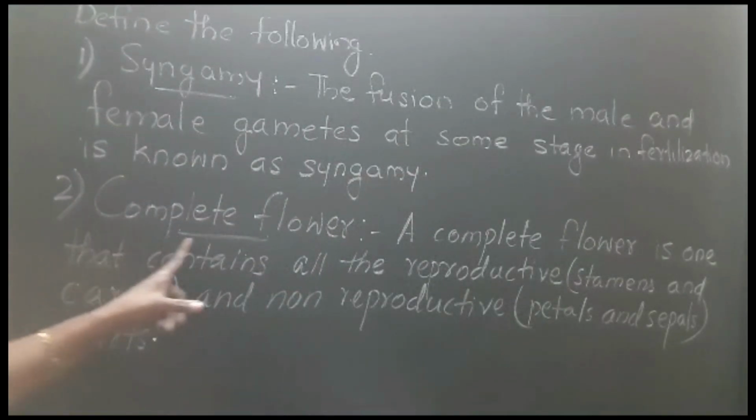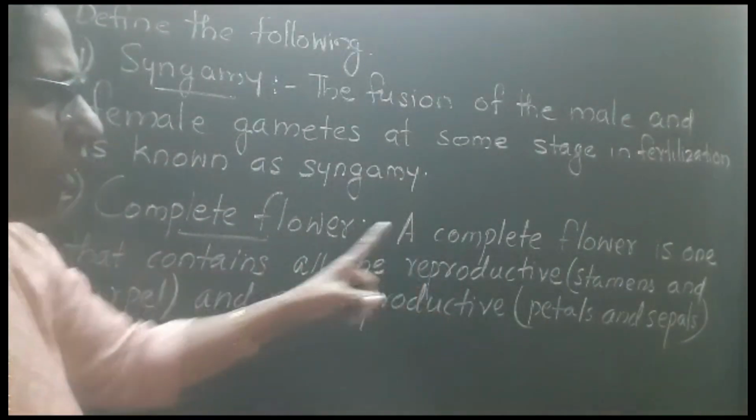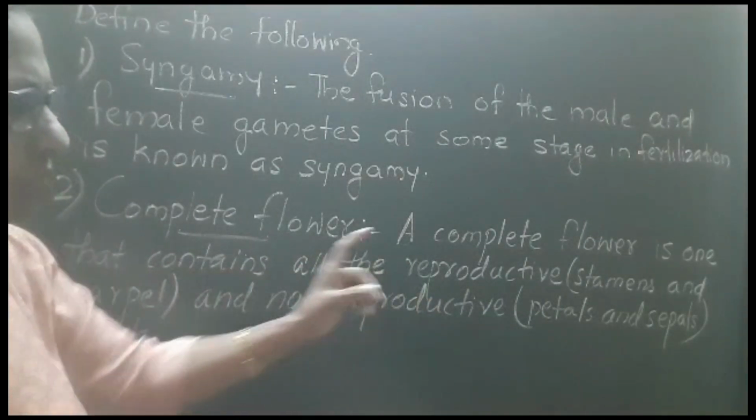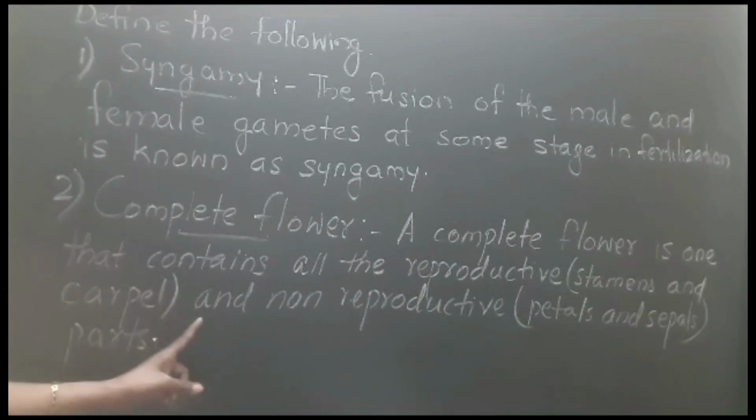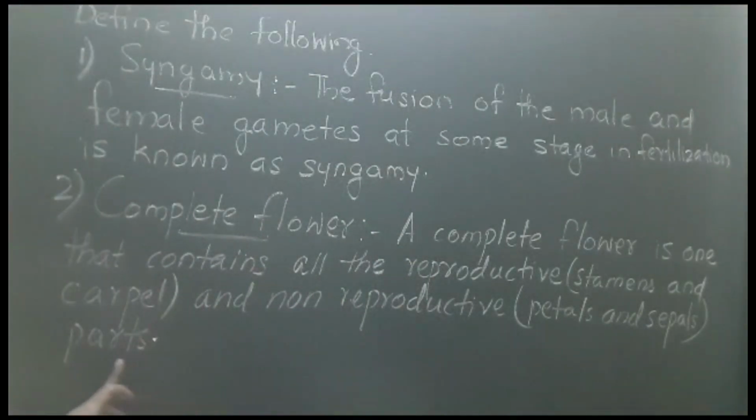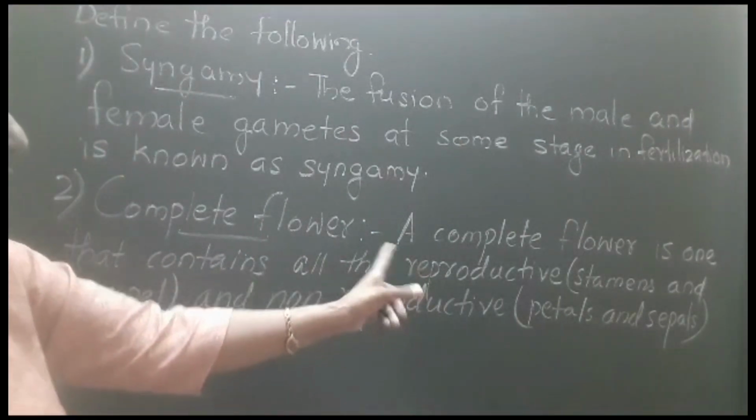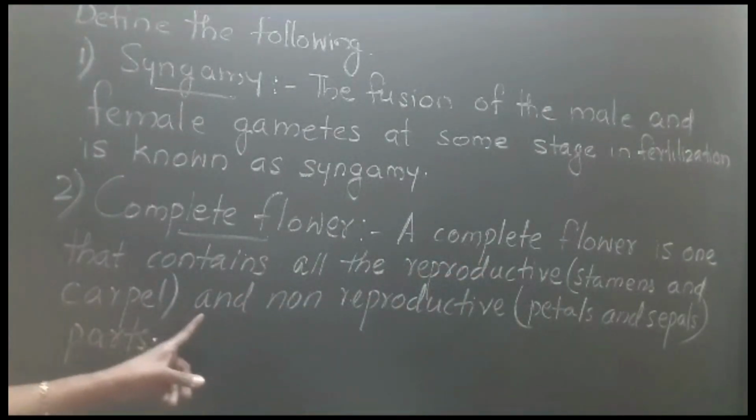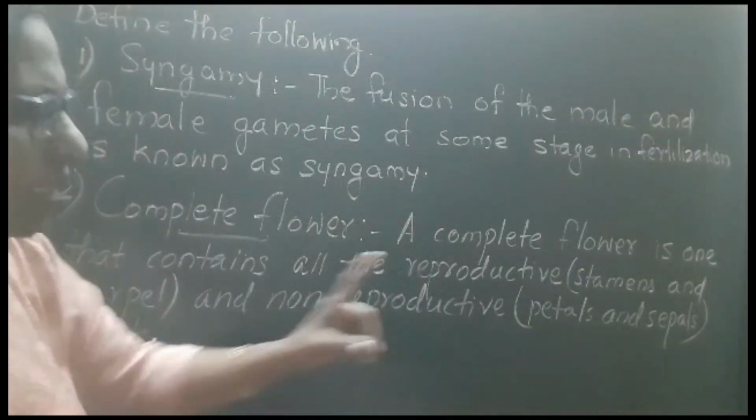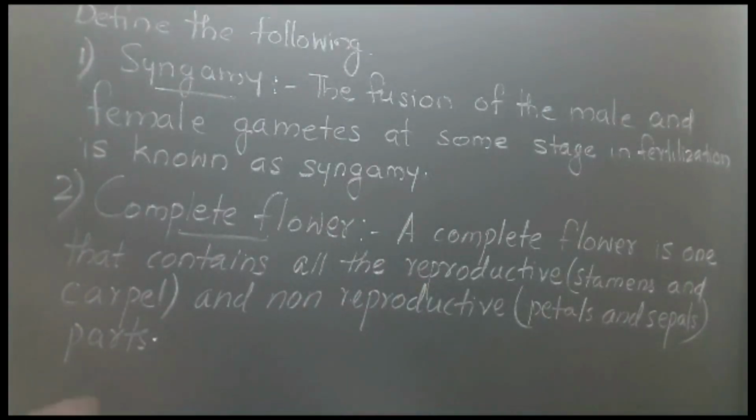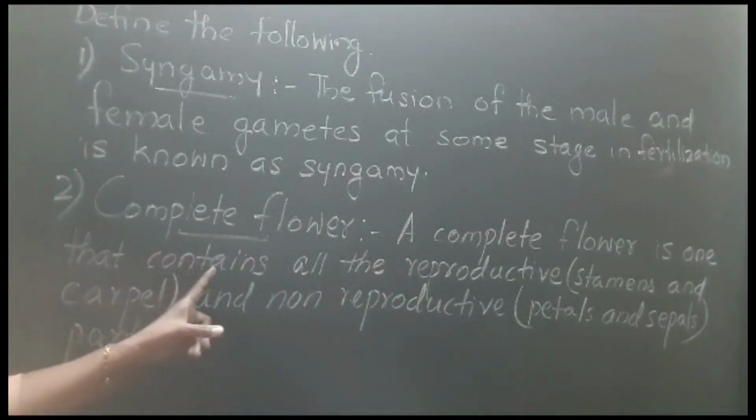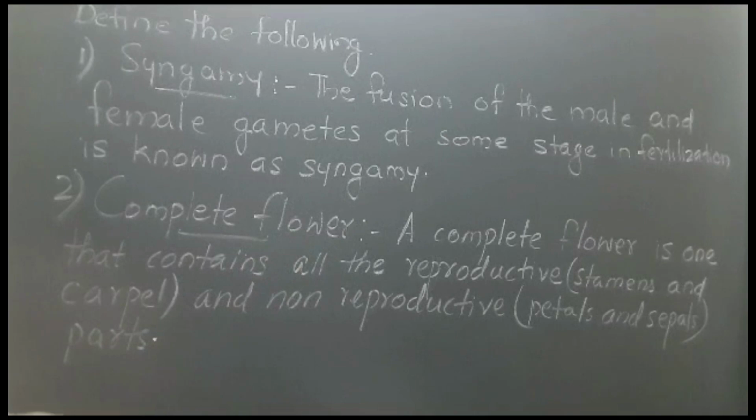Number 2, complete flower. A complete flower is one that contains all the reproductive and non-reproductive parts. Now what is that reproductive part? Stamens and carpel. They are the reproductive part, and non-reproductive, that is petals and sepals. So complete flower is one that contains all the reproductive and non-reproductive parts.